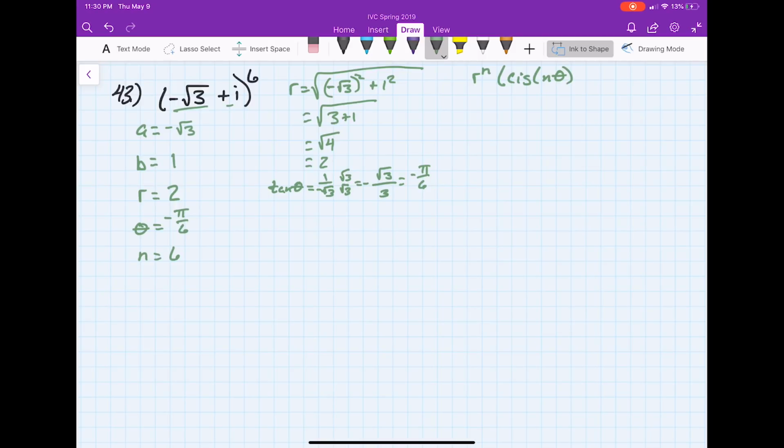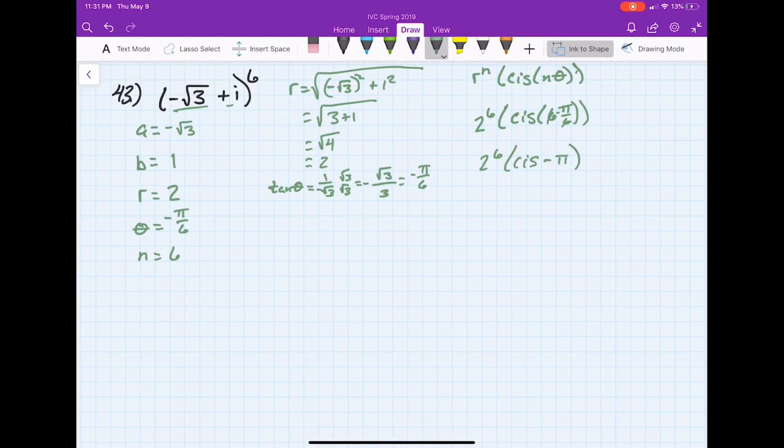So here's our r to the n, cis, n times theta. So we can plug all of our information in. Our radius, r to the 6th, or 2 to the 6th, cis, 6 times our theta, which is negative pi over 6. These 6's are going to cancel out. So we're going to end up with negative pi. So 2 to the 6th, cis, negative pi.